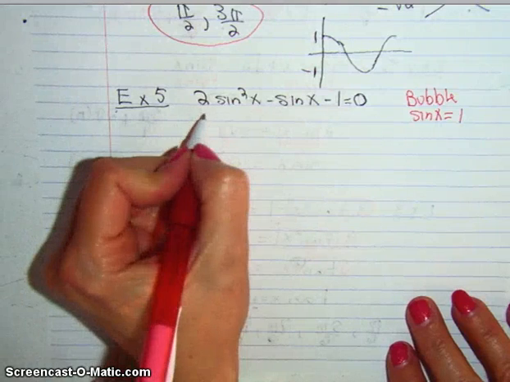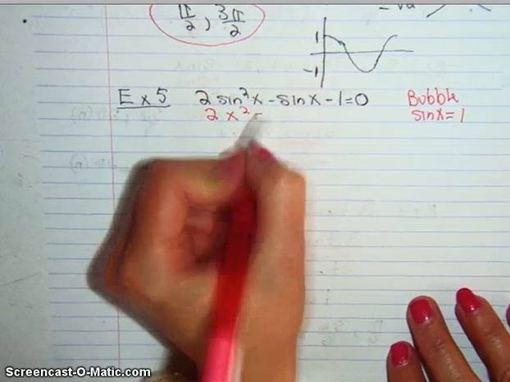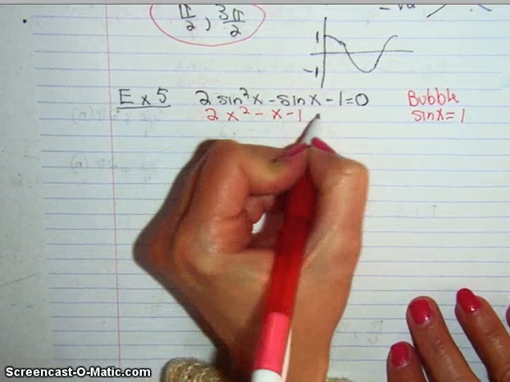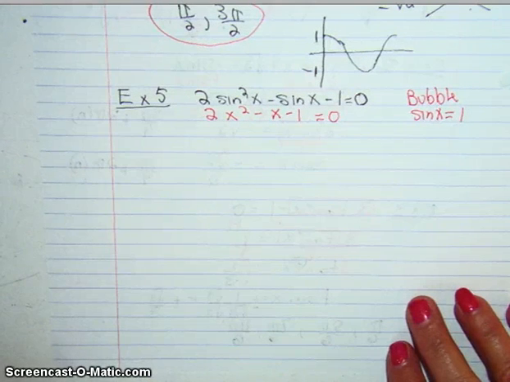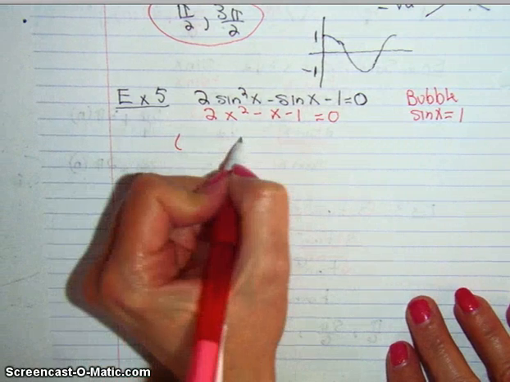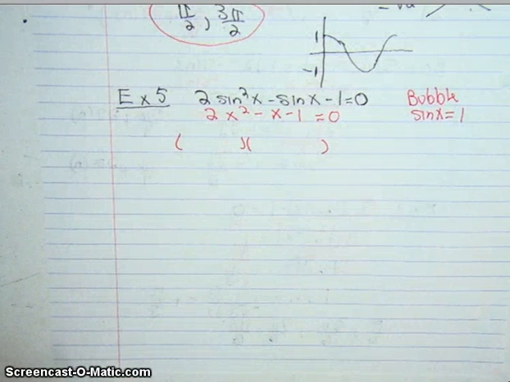So we're going to rewrite this as 2x squared minus x minus 1 equals 0. Okay? And then let's bubble. All right, off we go.